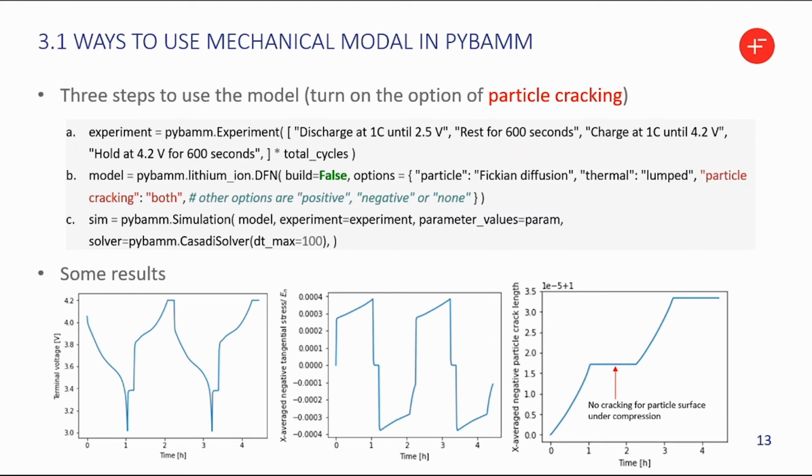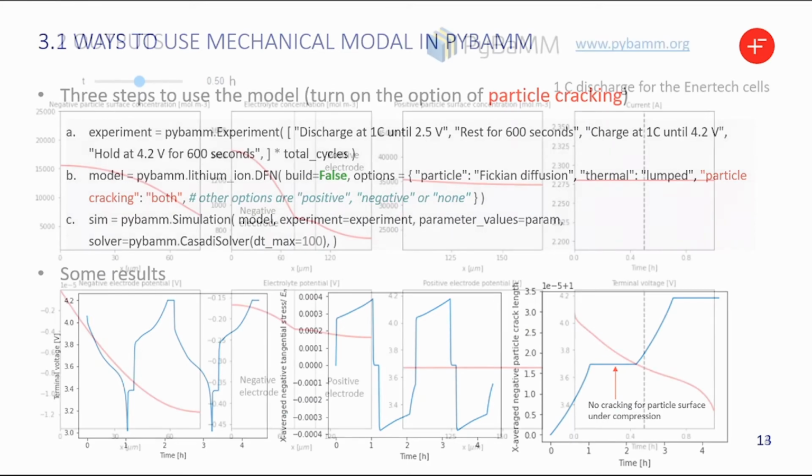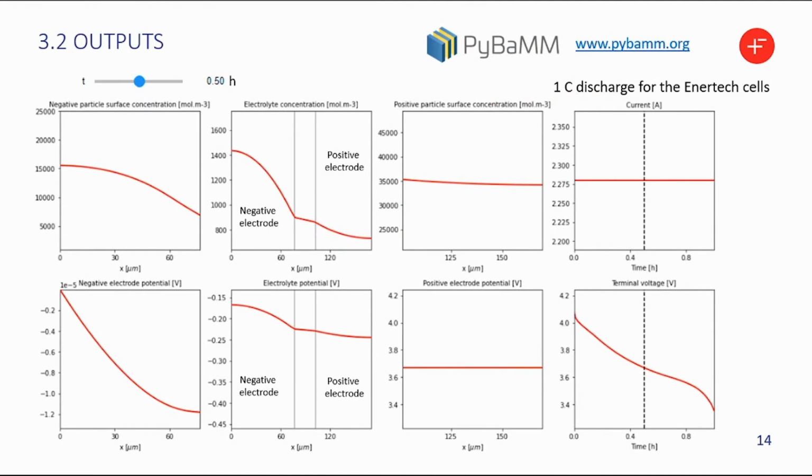At the bottom are the results of terminal voltage, average stress, and particle crack propagation. There are also other outputs of lithium concentration and potential distributions in both electrode and electrolyte. More details can be found on the website of PyBaMM, and you can run the notebooks to get those results.